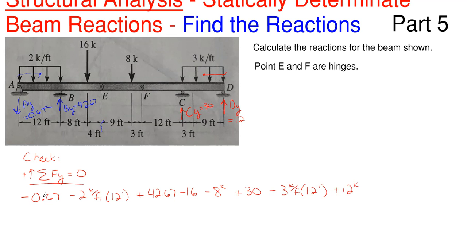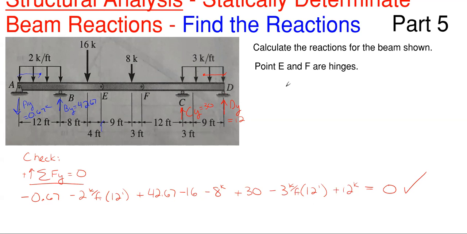Let's just double check to make sure we have everything in here. So we have minus A sub Y, minus the uniform load, plus B sub Y, minus the 16, minus the 8, plus C sub Y, minus the other uniform load, and then plus D sub Y. And does that come out to be 0? Yes, it does. So we have overall equilibrium with our individual sections when we take out the hinge and separate it, and then we have overall equilibrium for the entire system.